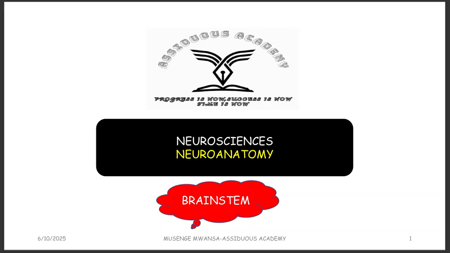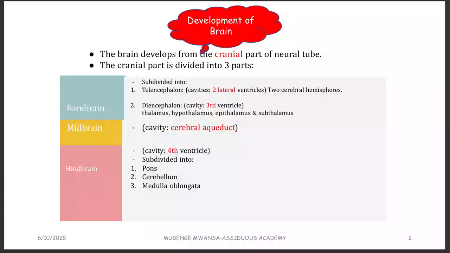Let's talk about the brain stem. When you look at the way the brain develops, the brain has got the forebrain, the midbrain, and the hindbrain. The forebrain has got two parts, the telencephalon, which is basically the cerebrum, and the thalamencephalon, which is also known as diencephalon. Now, the diencephalon is made up of parts like the thalamus, the hypothalamus, the epithalamus, the subthalamus.